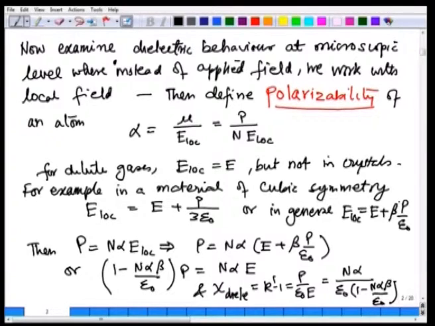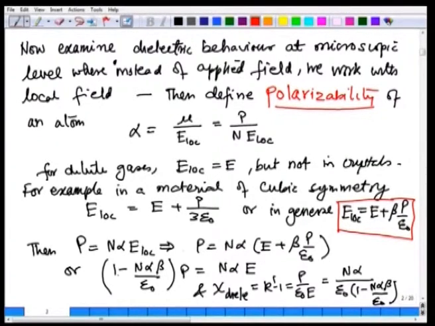If that is the case, then we can write P equal to n times alpha times E local, which I am now beginning to expand. P is equal to n alpha, and this E local we have written out here. We are going to substitute this E local in here, and then we are going to separate P and E. So we will take this on the left hand side.